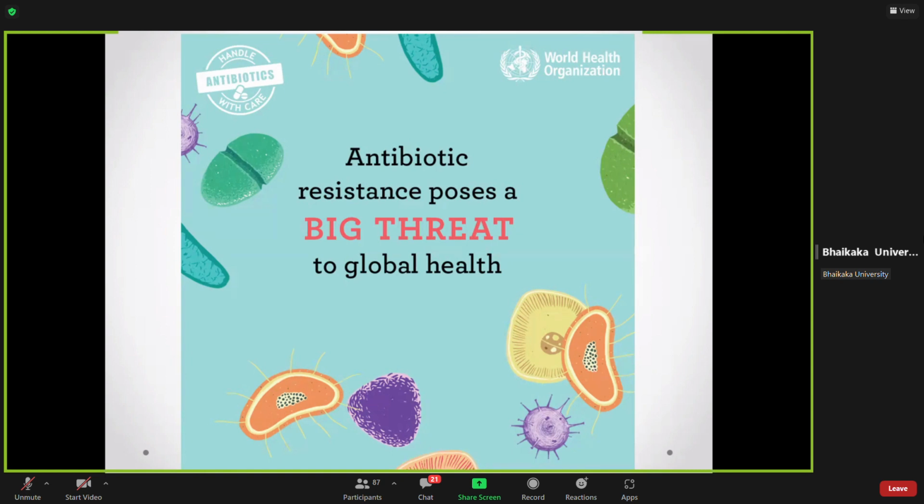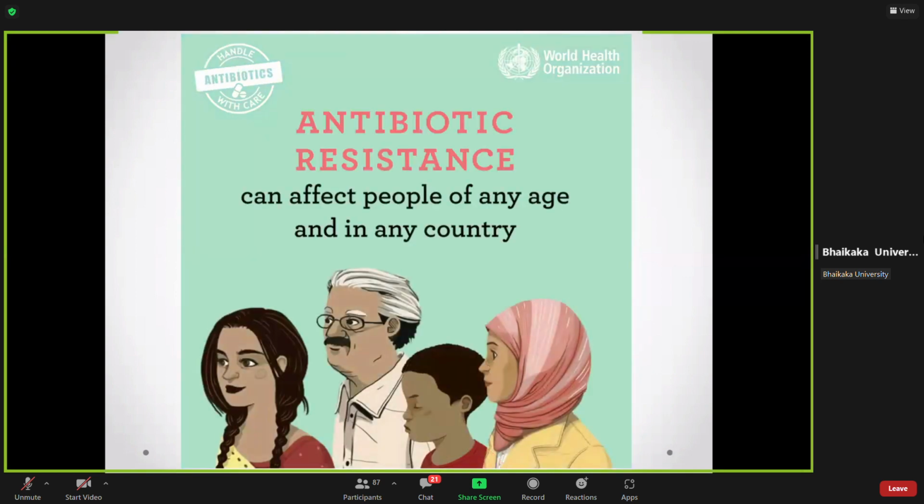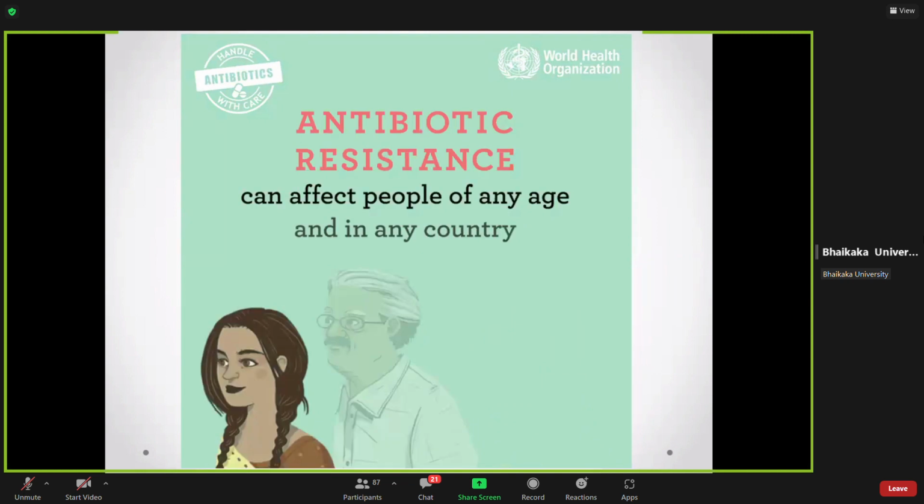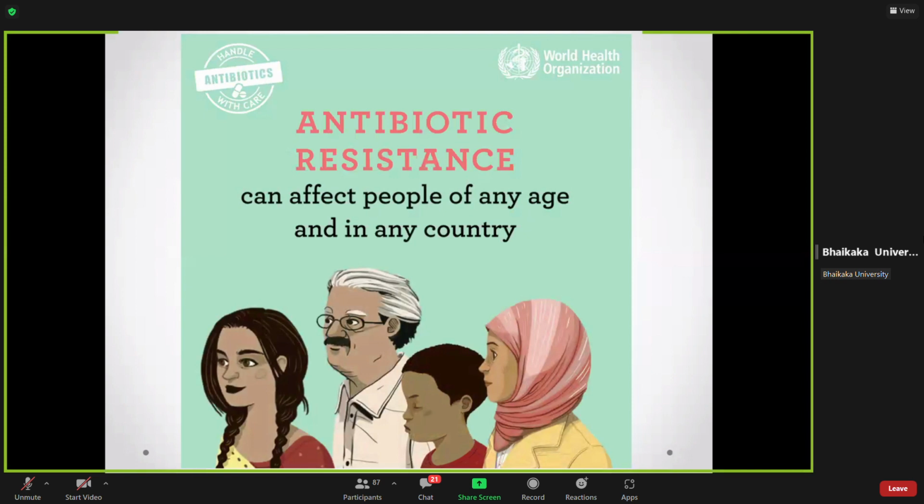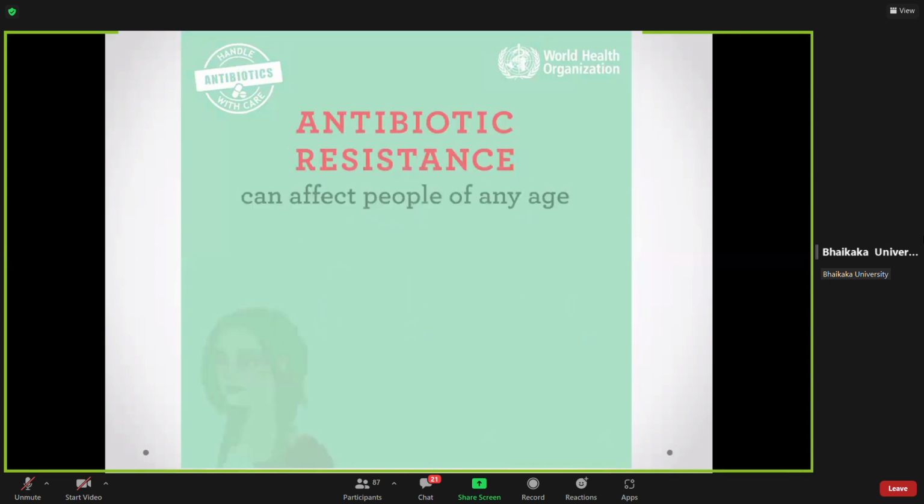In other words, if we see the other viewpoint, microorganisms are very smart. When they come across any compound which we discover, they find a cellular bypass mechanism where the antibiotic cannot alter their growth and reproduction. Antibiotic resistance can affect people of any age and in any country. There is no bar. Nobody is exempted from this challenge. Everybody faces the same threat.